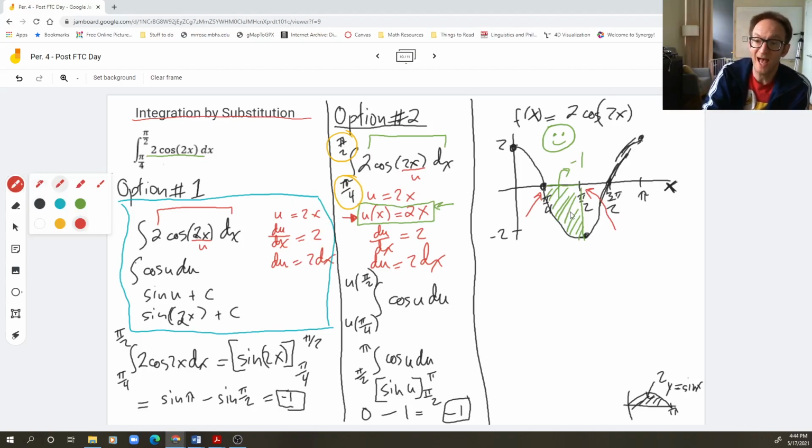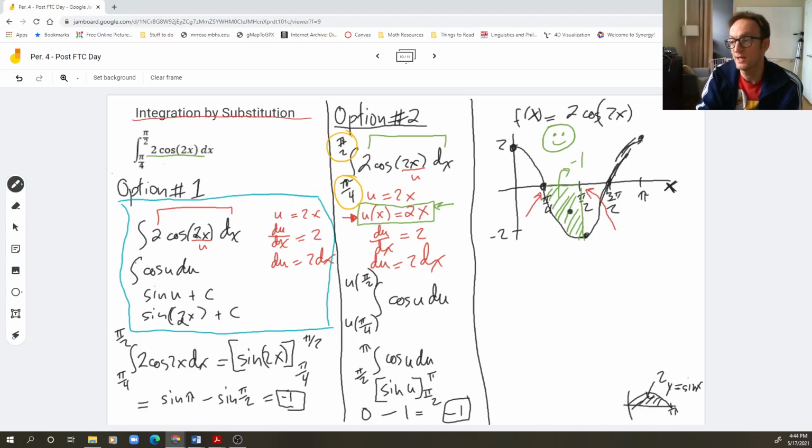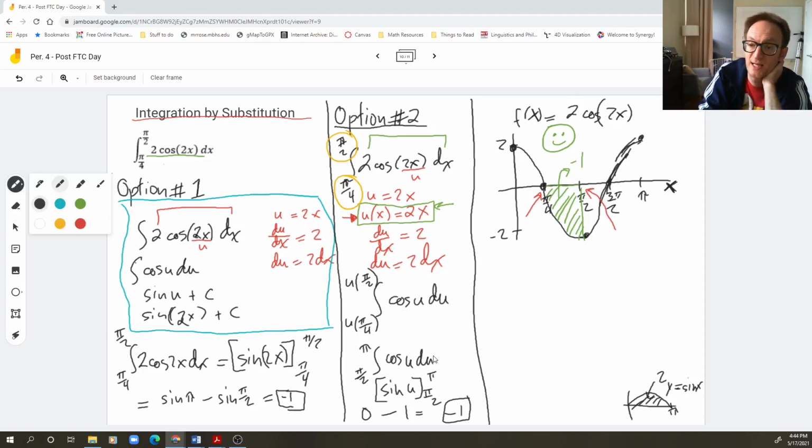Okay, but what have I done? In this option number 2, I transformed this integral. How did I transform this integral? By creating a new integral. And the new integral that I created is this one.